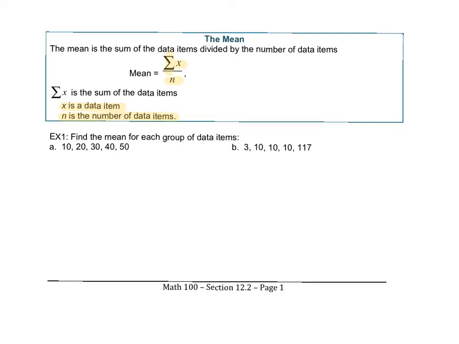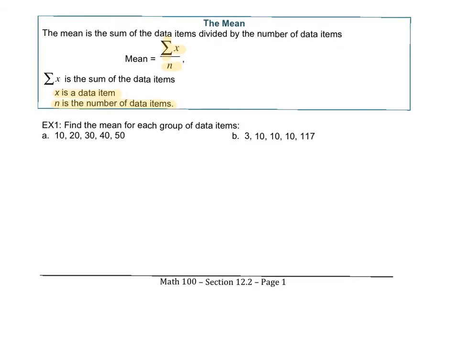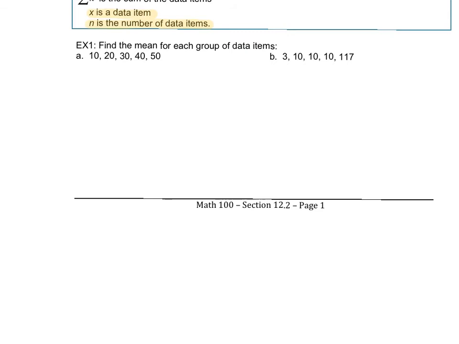So I'm not going to be using that formula. I'm just going to do what you saw. I'm just going to add them all up and divide by how many I have. I just wanted you to be aware of that notation if you see it in your textbook or in my lab. In example 1a, we want to find the mean for the group of data items.